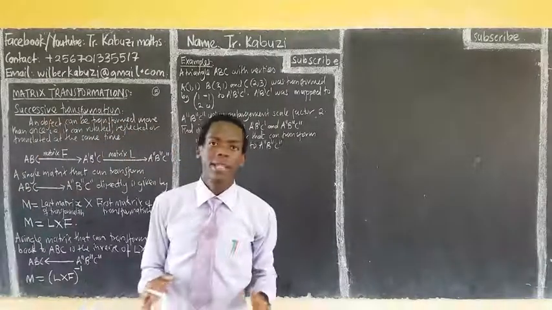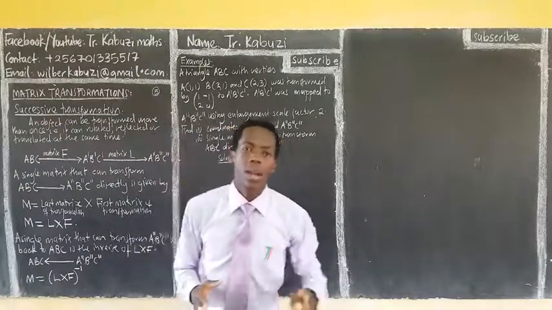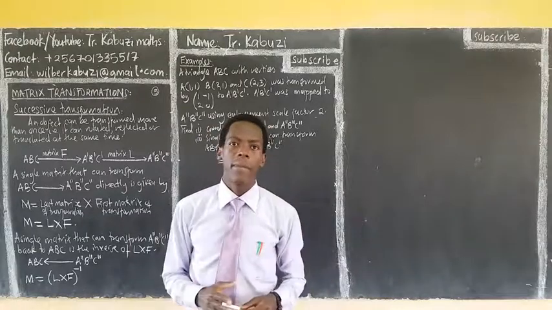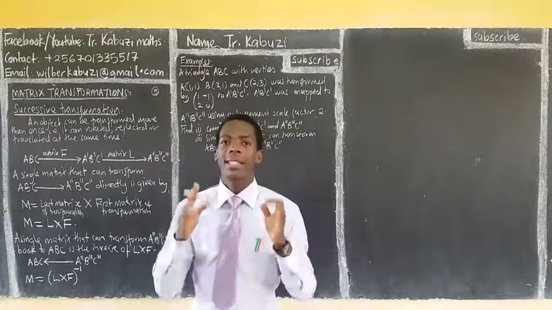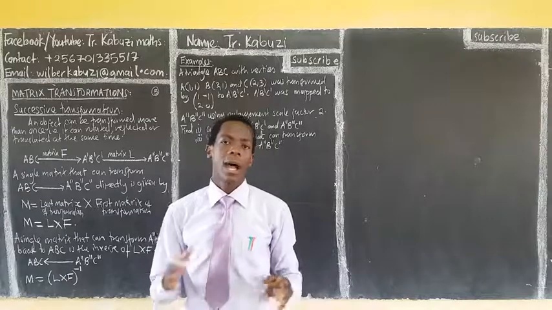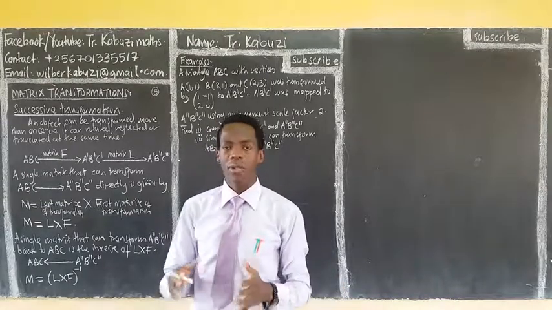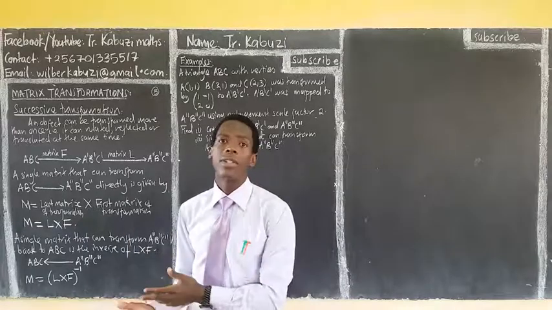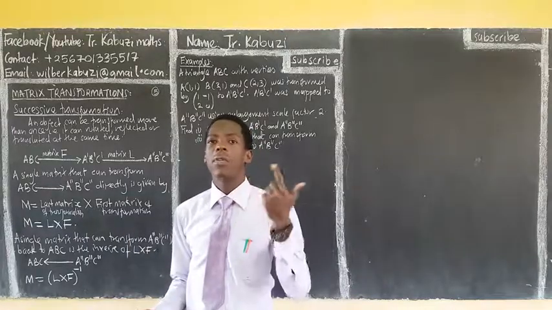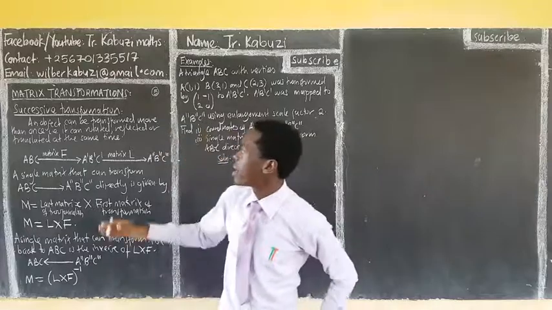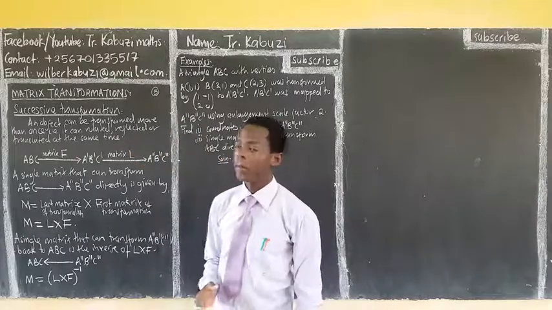Okay, now as you can see, how do we handle transformations where we have more than one transformation? This is called successive transformation. Here you transform an object to one point, then after that you also transform it from that point to another point. So you are going to transform it more than once. That is what we call a successive transformation.